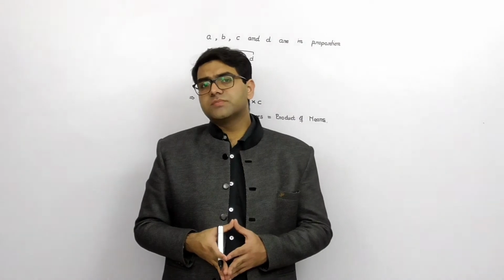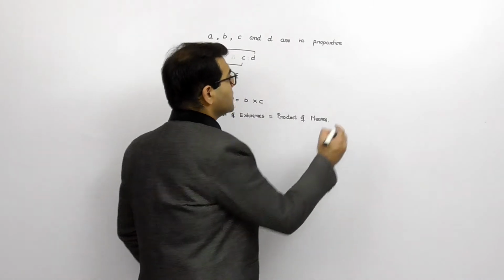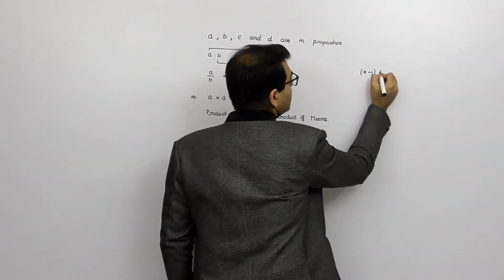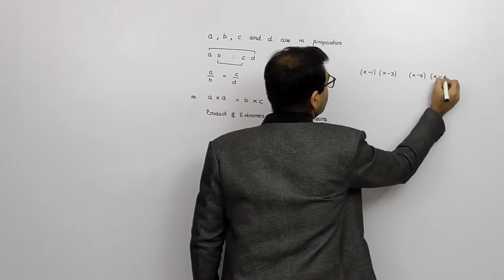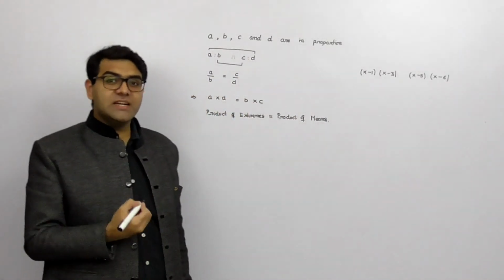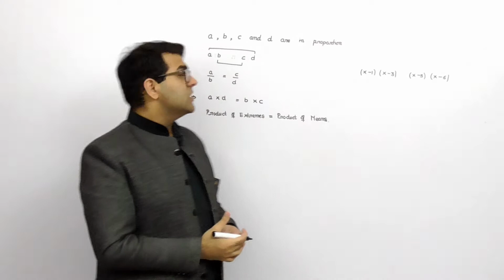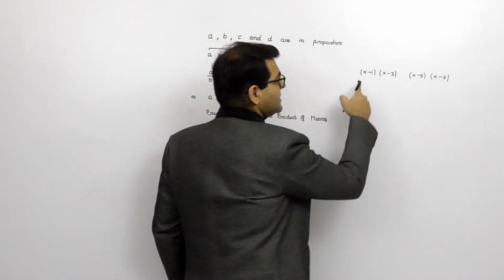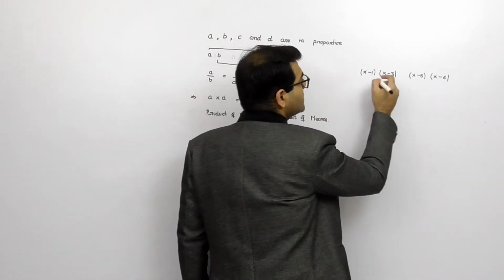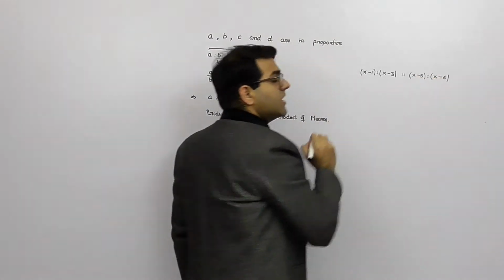This is all that we have in the basic definition of proportions. Let us try out an example here. If x minus 1, x minus 3, x minus 5 and x minus 6 are in proportion, find x. In this given question, I am given four entities, x minus 1, x minus 3, x minus 5 and x minus 6. As per my given question, these four entities are in proportion. Now, what do I mean when I say A, B, C and D are in proportion? It simply means A is to B is same as C is to D. Applying the same logic here, if these four entities are in proportion, that simply means x minus 1 is to x minus 3 is in proportion with x minus 5 is to x minus 6.